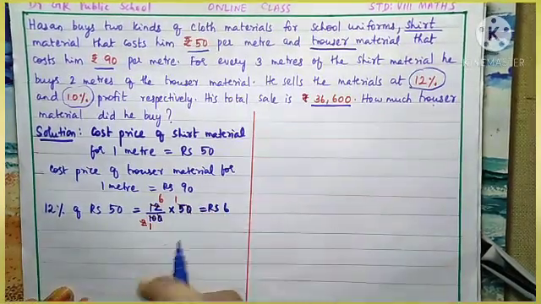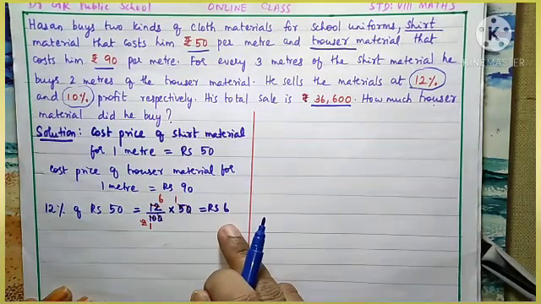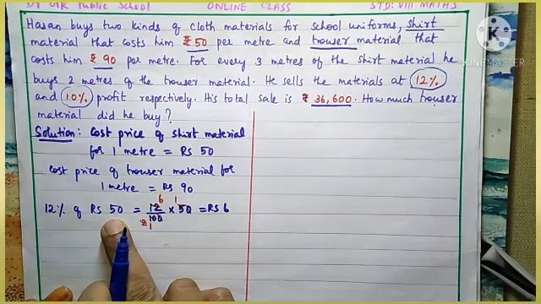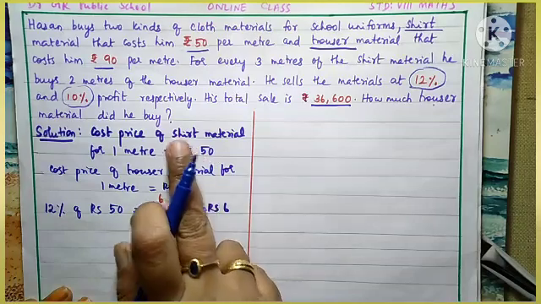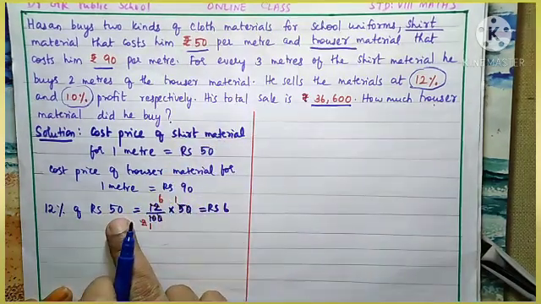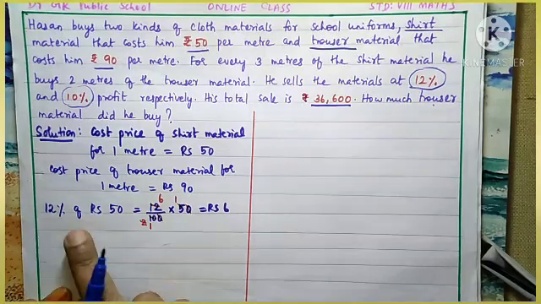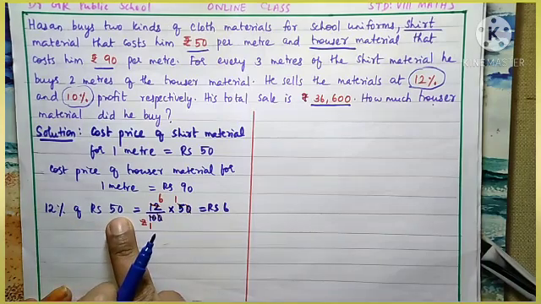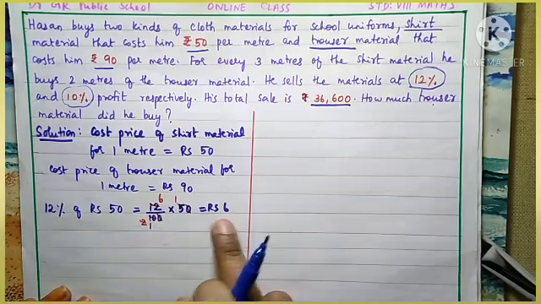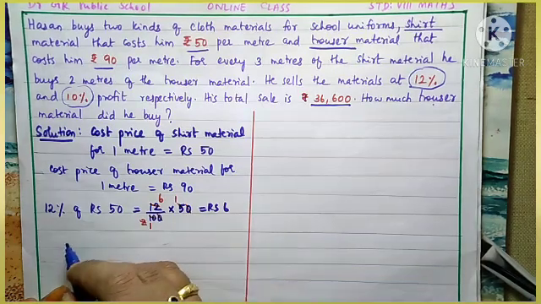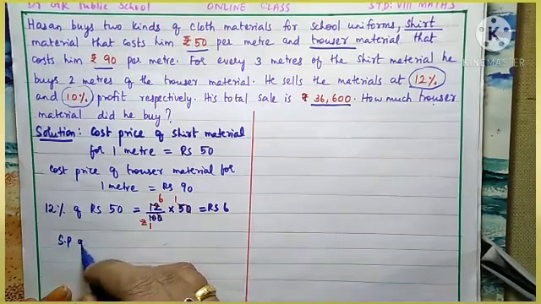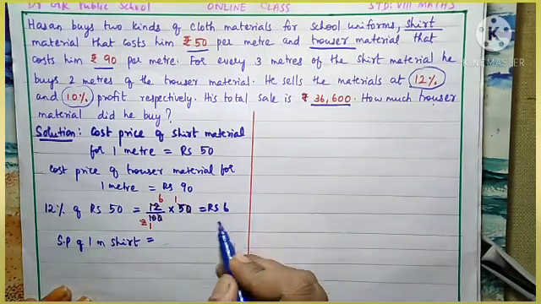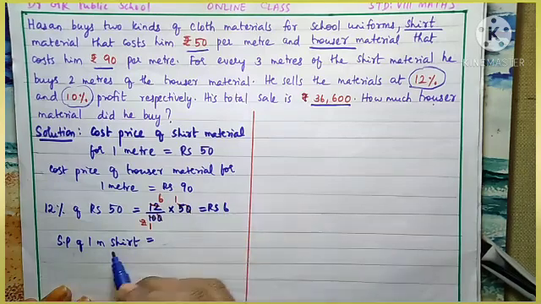rupees 6. So what did you understand from this sentence, children? For 1 meter of shirt he is selling for rupees, that is the cost price. Cost price of 1 meter of shirt is rupees 50, and because he is selling at 12% profit for shirt material, we calculated 12% of that cost price, and it is how many rupees? 6 rupees. That means selling price of 1 meter shirt equals, so if he is getting 6 rupees profit, so what is the selling price?